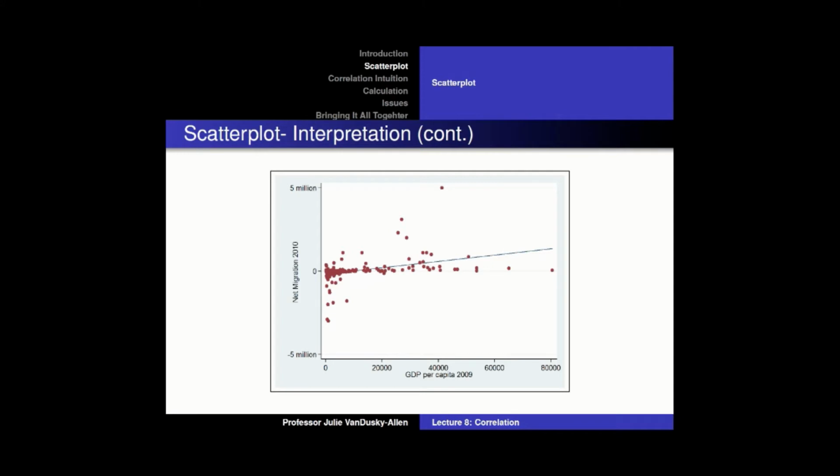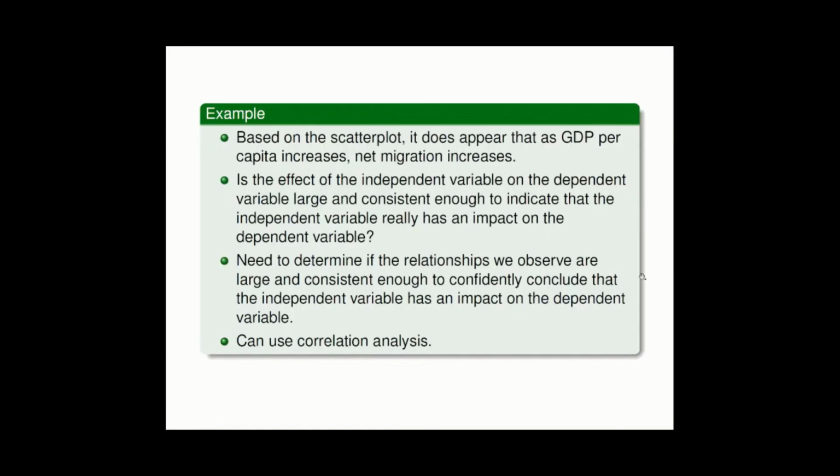Going back to our example, I drew a line through the middle of the points on the scatter plot. The slope of the line is slightly positive. Based on the scatter plot, it does appear that as GDP per capita increases, net migration increases.